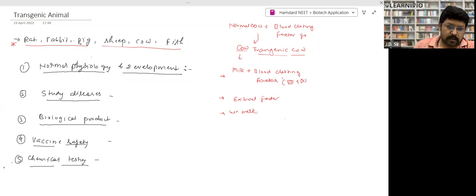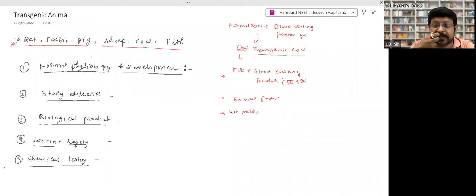Now, what is the use of these transgenic animals? What is the purpose of making these transgenic organisms? Rather than animal, we can say transgenic organism, because when you make a transgenic, you make an animal, a plant, bacteria, even fungi. First purpose is to study the normal physiology and development of the organism. Second, when you have to study diseases, we use the transgenic organism. To get biological products, we use the transgenic organism.